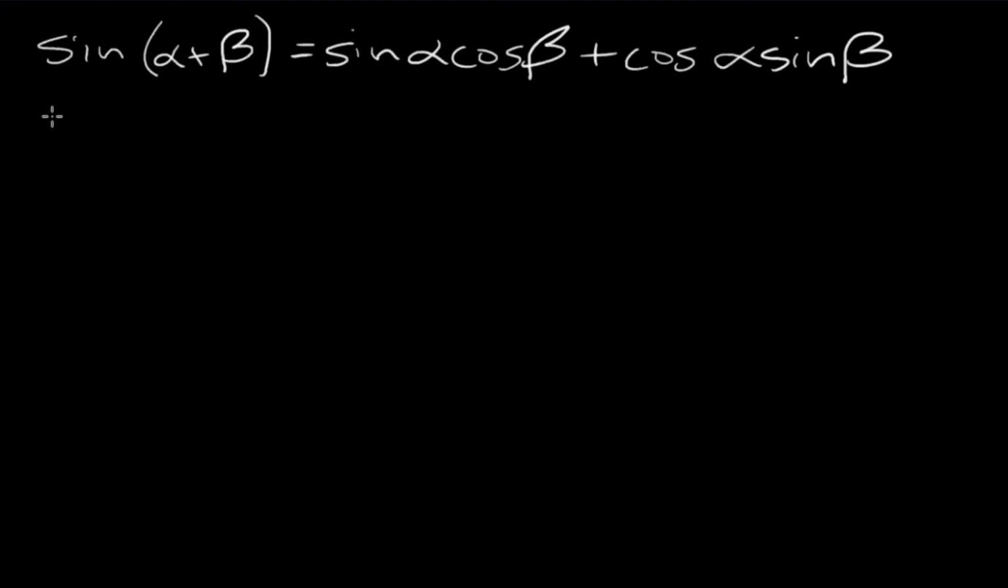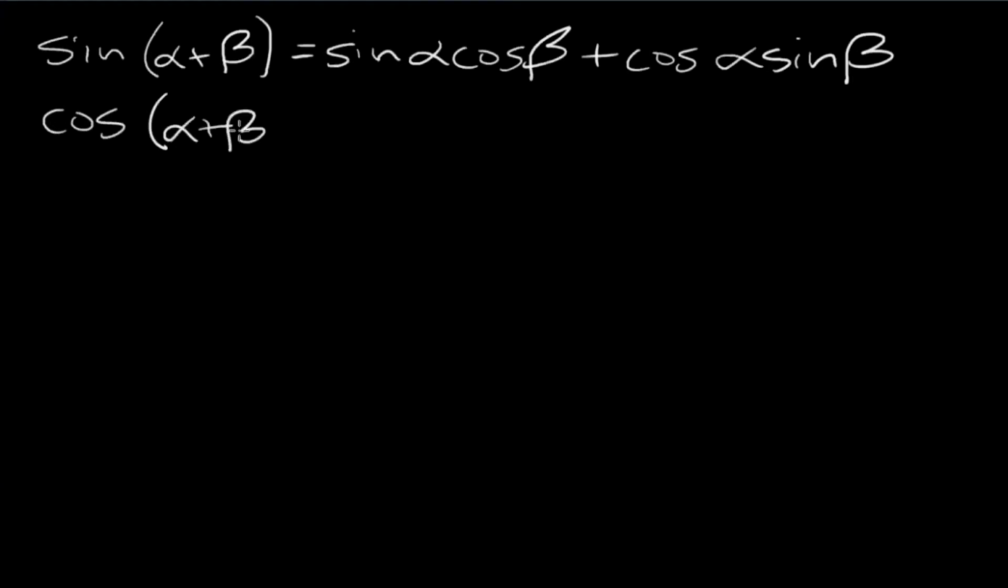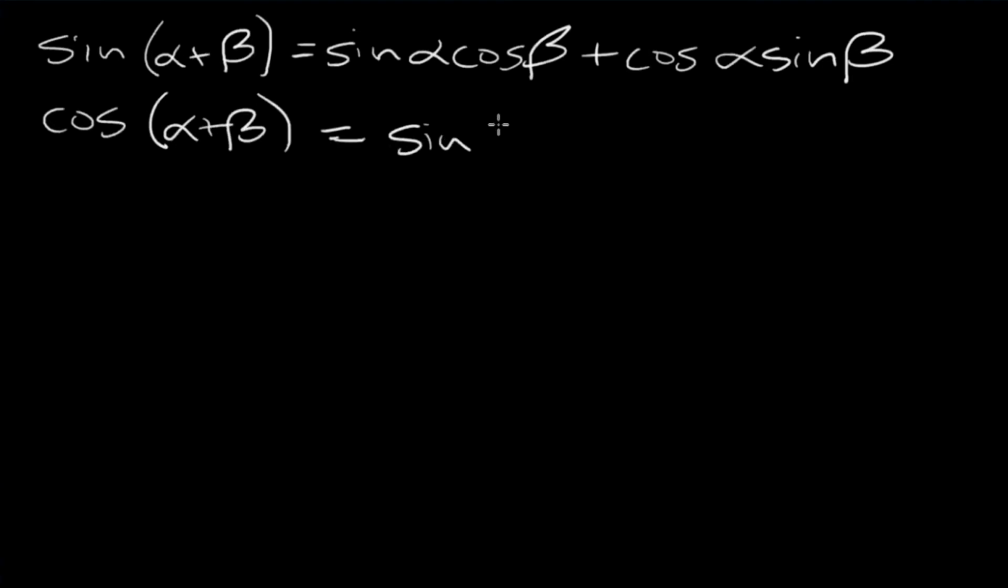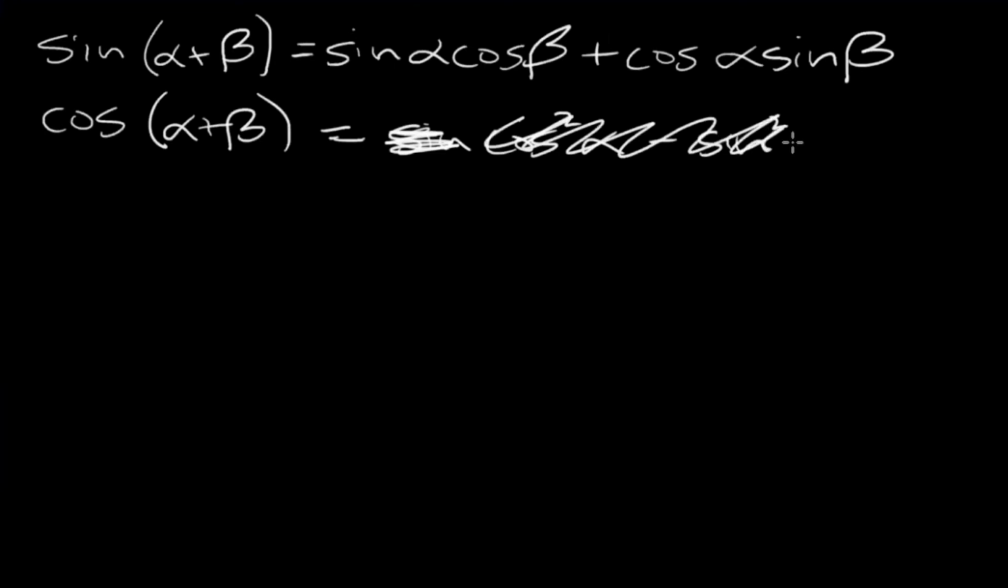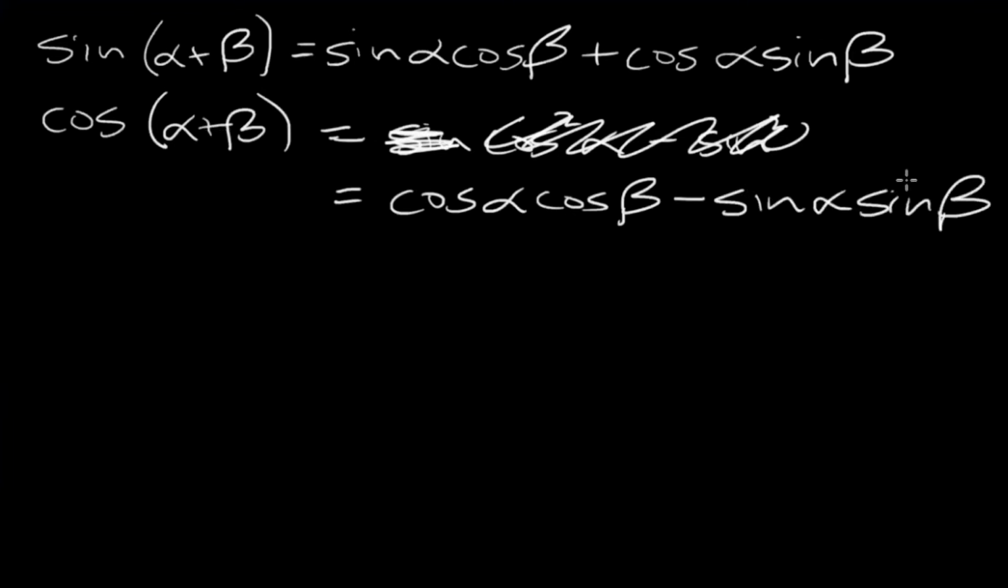And then cosine of alpha plus beta is... oh, whoops, that's the wrong one. That's the double angle identity. It's cosine of alpha, cosine of beta, minus, because that's plus, and then sine of alpha, sine of beta. Don't ask me why I remember these.